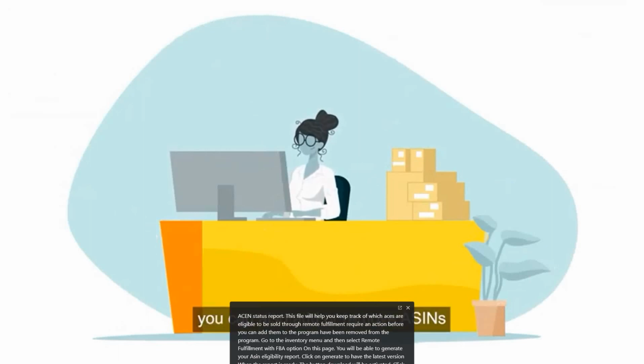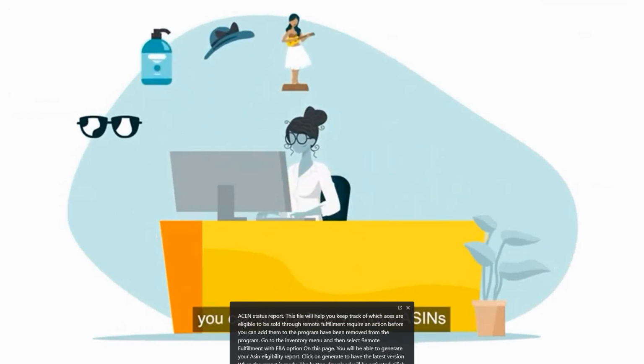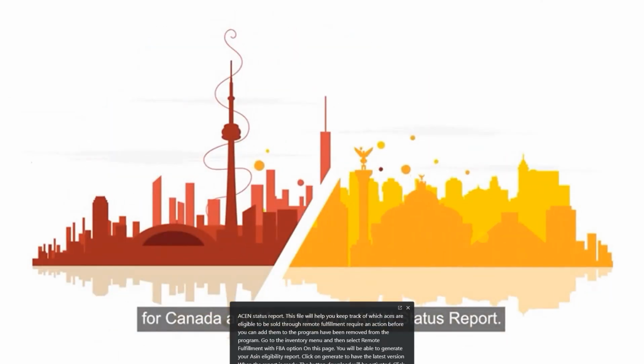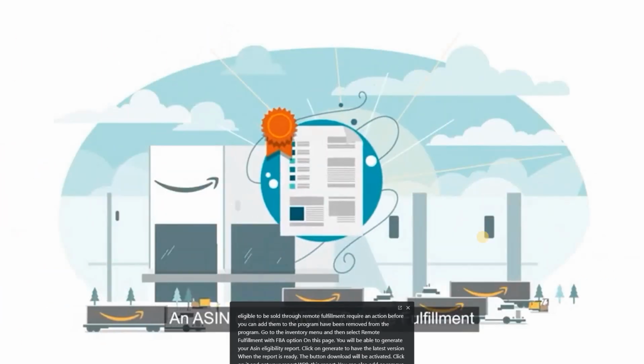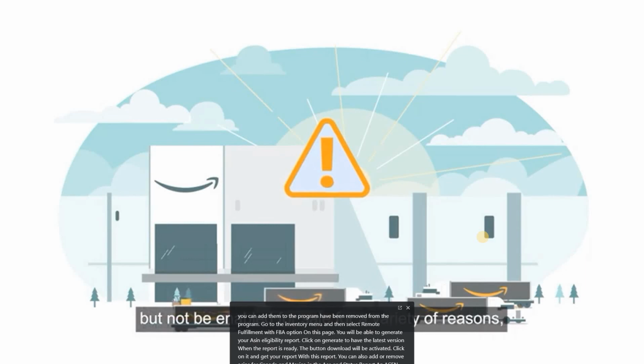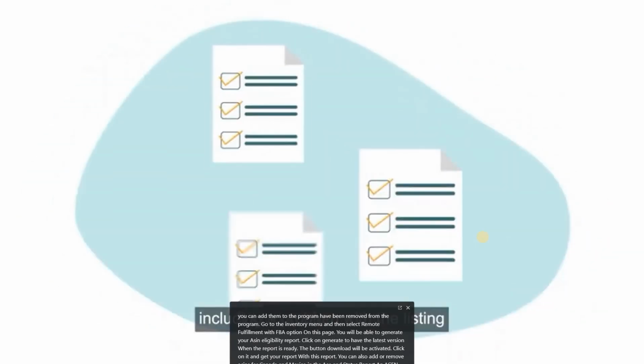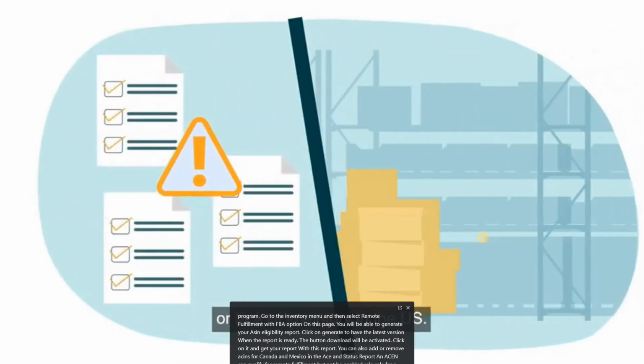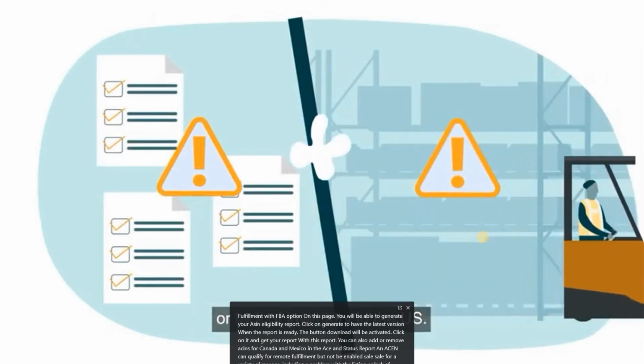With this report, you can also add or remove ASINs for Canada and Mexico in the ASIN status report. An ASIN can qualify for remote fulfillment but not be enabled for sale for a variety of reasons, including a problem with the listing or lack of inventory in the U.S.